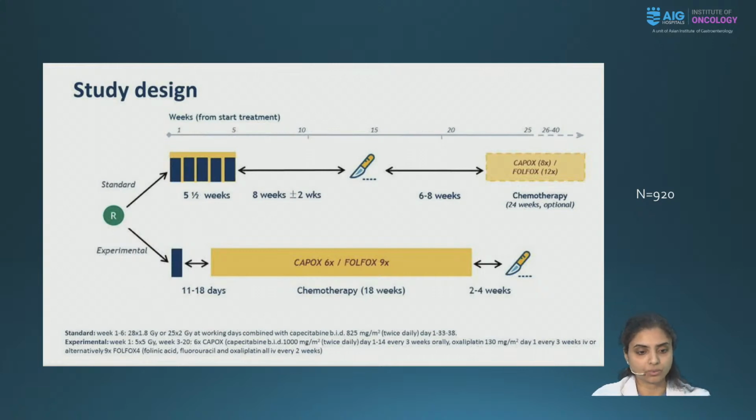And how is the experimental arm designed? You just receive only 5 days of radiation. So you have to make a note: 5.5 weeks versus 5 days. That makes a lot of difference to the patient. Following which, after 11 to 18 days of treatment, you go ahead and start your chemotherapy. And after you finish your 6 cycles if it is CAPOX, or 9 cycles if it is FOLFOX, you go ahead and operate after 2 to 4 weeks.